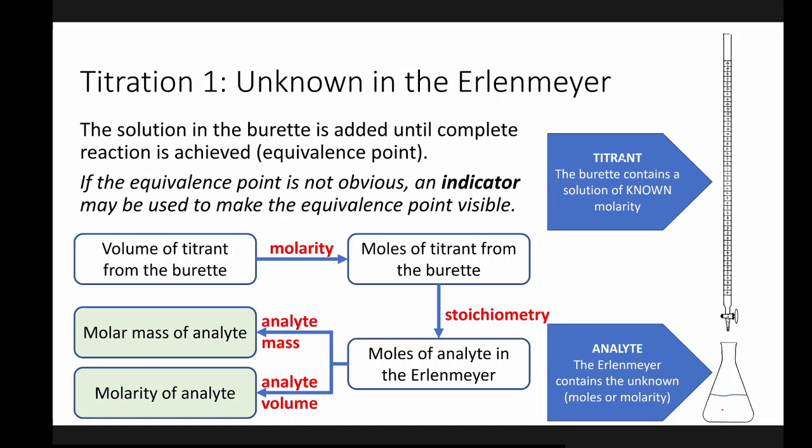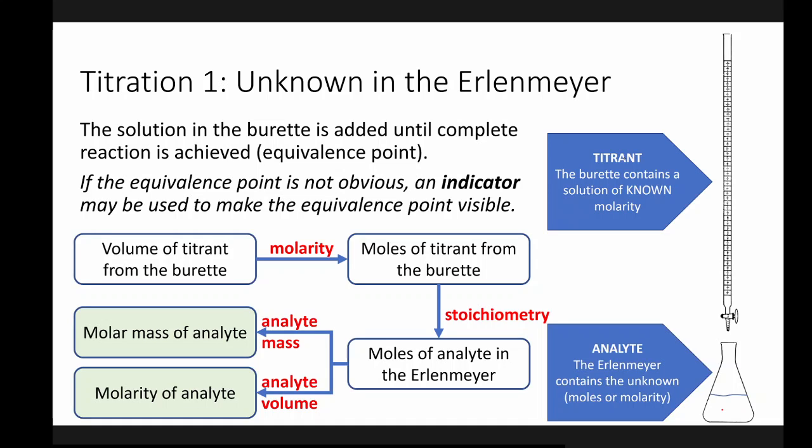If that equivalence point is not obvious, then you would add an indicator, and that happens in acid-base reactions, because the net reaction in an acid-base reaction is H plus and OH minus producing water, and that's all clear and colorless. So you can add an indicator that would tell you when that equivalence point occurs. When the indicator changes color, that's called the endpoint. And you would choose an indicator that has an endpoint that matches your equivalence point as closely as possible. We'll talk more about that when we talk about acids and bases again in second semester.